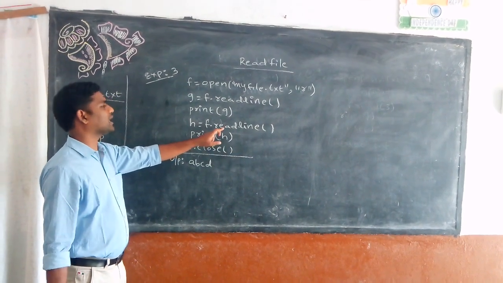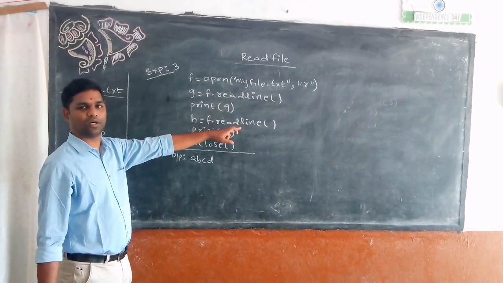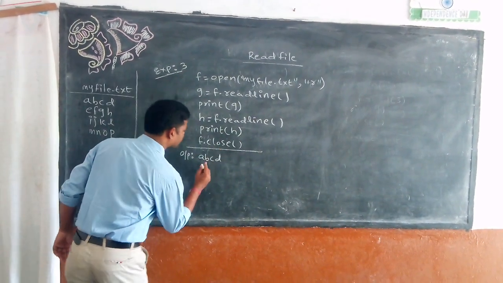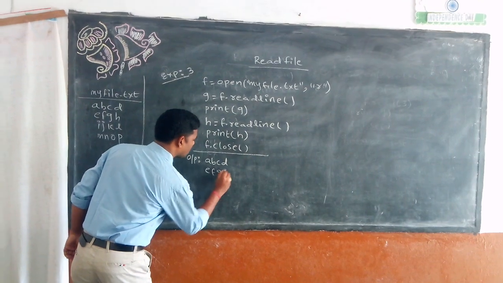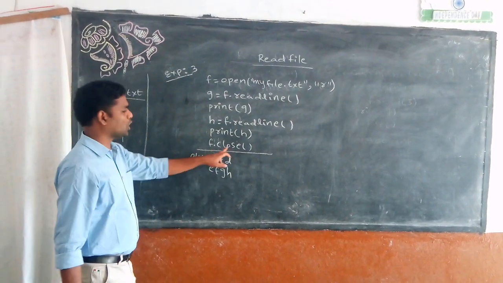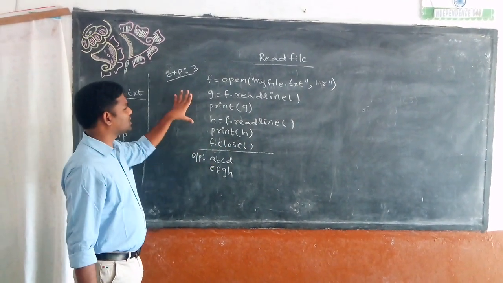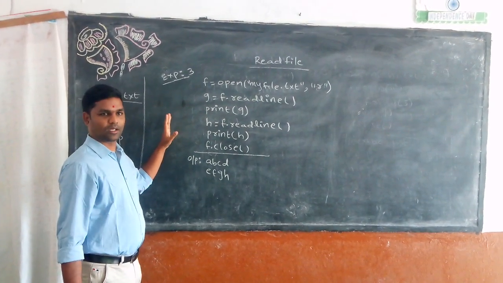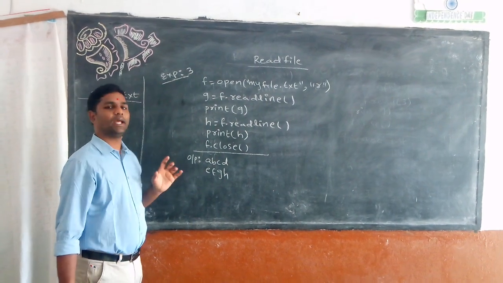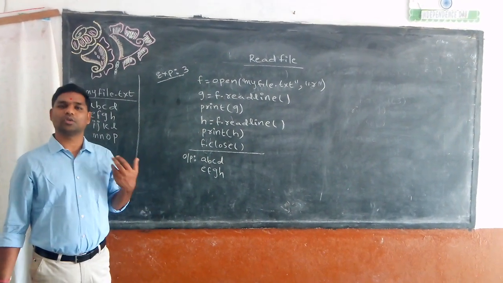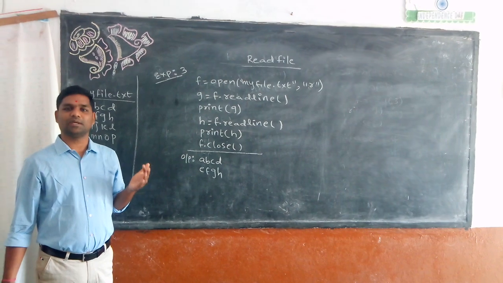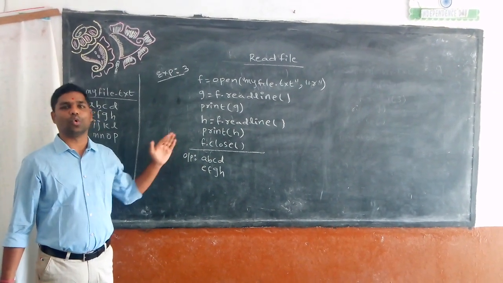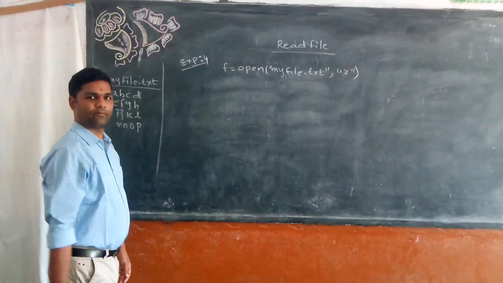Next step, H is equal to F dot readline. It will read the second line now, because the first line is already over. What is available in the second line? EFGH. Print H means EFGH. Thereafter I said F dot close, so it will close the file. This is how we can use the readline function. Clear? The readline function will read only one line at a time. If you execute the function multiple times, the first time it will read the first line, the second time the second line, the third time the third line, and so on until the end of the file.